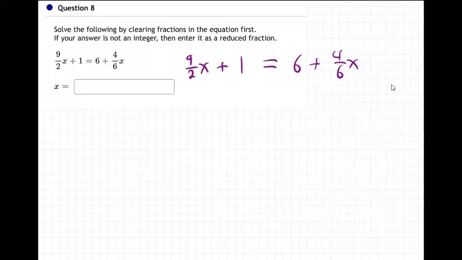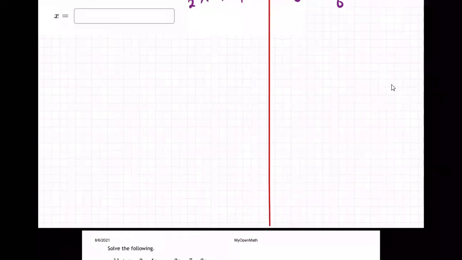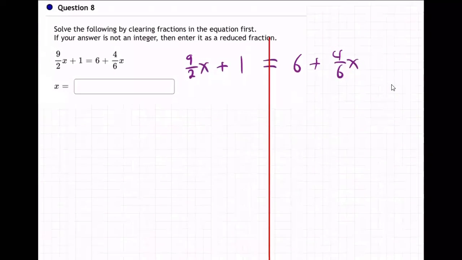Okay, so this is a hard question for sure. So how do we do this one? Here's the wall of separation right here. It's all the way down. And we're trying to solve for x.